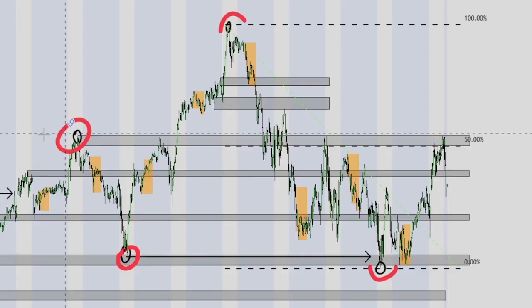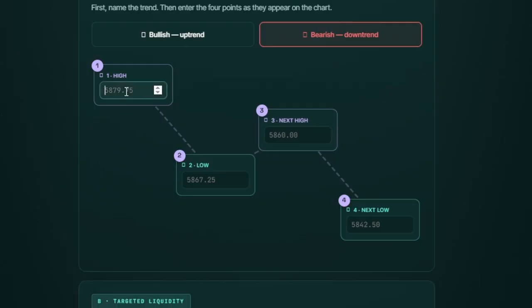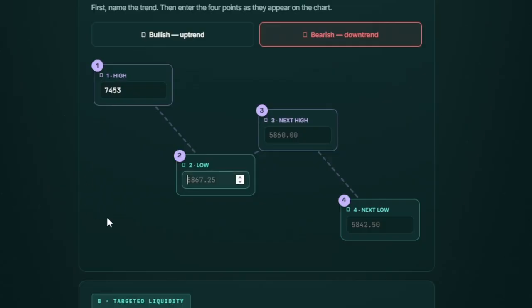I'll make this quick. You want to go to the previous high and low, which is going to be 74.53. So I'm just going to type that in here. 74.53. And then we have the low down here. This low down here is going to be 73.63. Okay, 73.63.